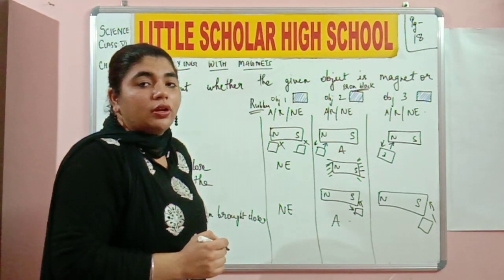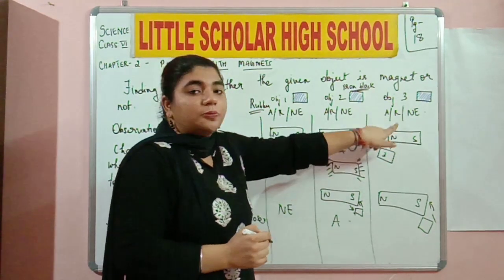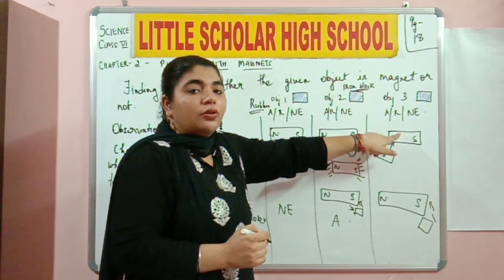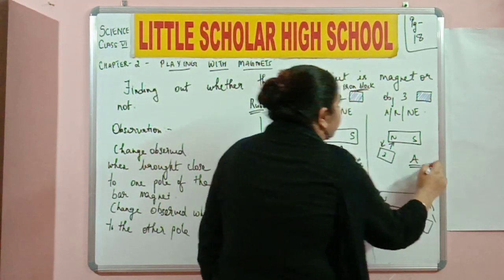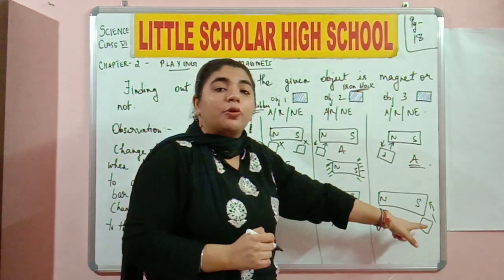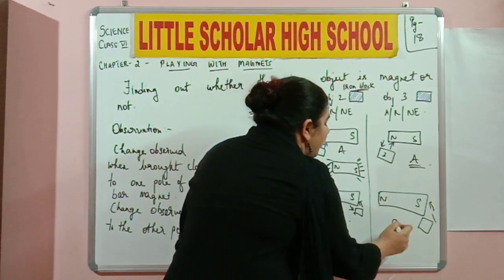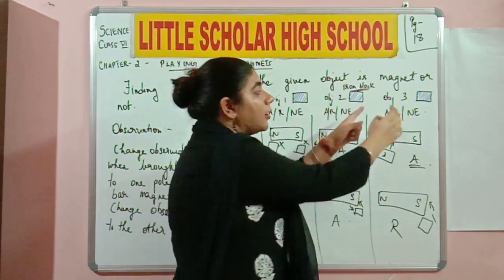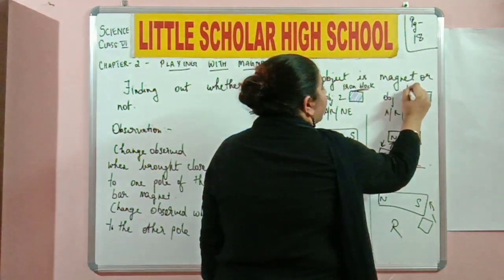What did I do over here? I took the object number 3 and I placed it near the north pole of the bar magnet. I observed attraction over here. Let's write attraction. The same object, I brought it near the south pole of the bar magnet. And what did I observe? I observed repulsion. This means that the third object that I have taken is a proper bar magnet.